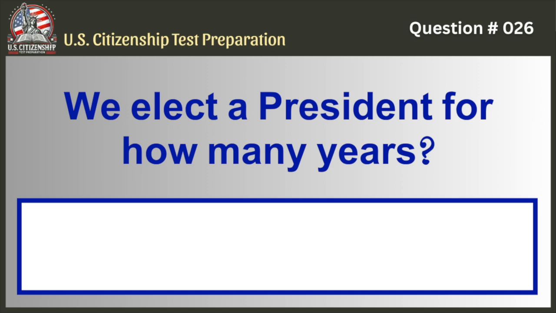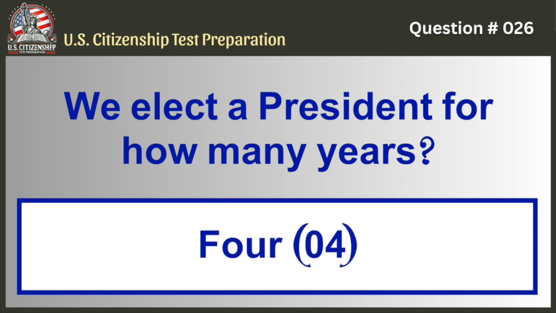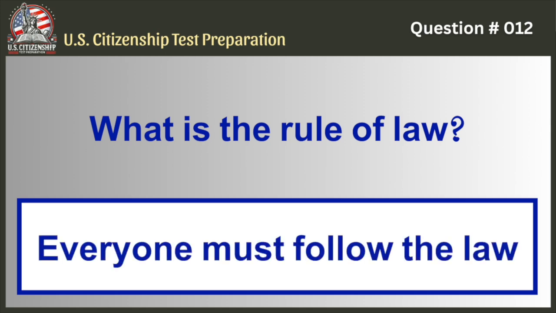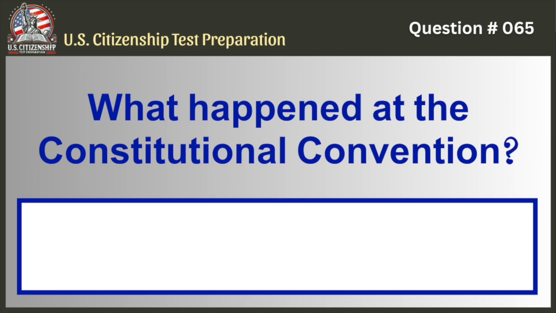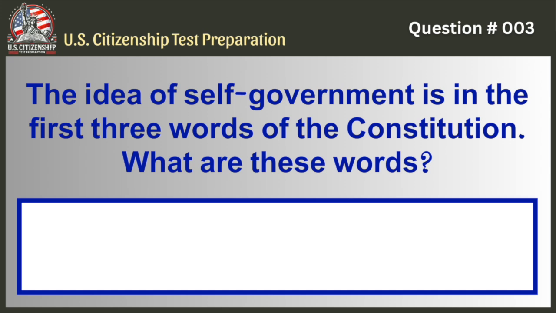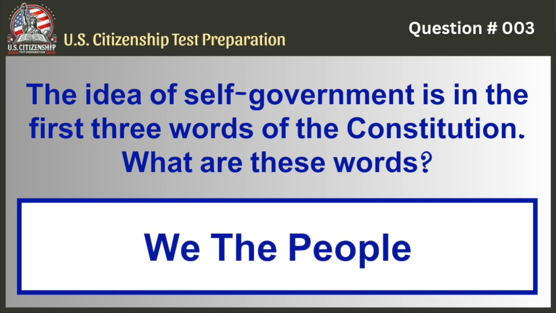We elect a president for how many years? 4. What is the rule of law? Everyone must follow the law. What happened at the Constitutional Convention? The Constitution was written. The idea of self-government is in the first 3 words of the Constitution. What are these words? We the people.